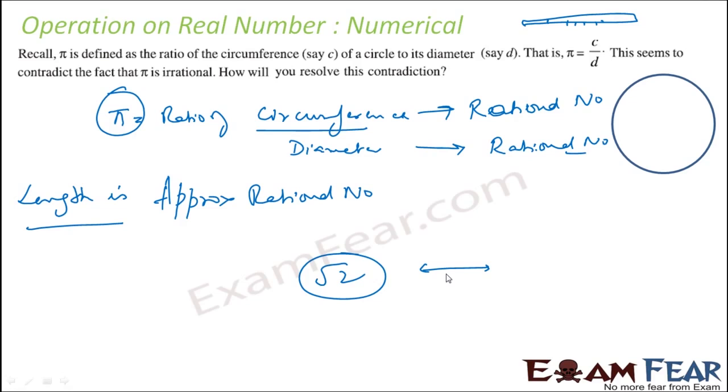Okay? And we never get an irrational number value exact on a scale. So we have seen that on a scale we actually try to find an approximate value. For example, root 2 also, when you represent it on a number line, we try to get the approximate value. It's all because of the approximation.